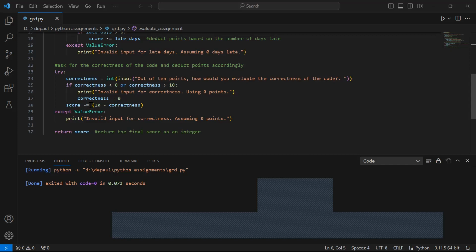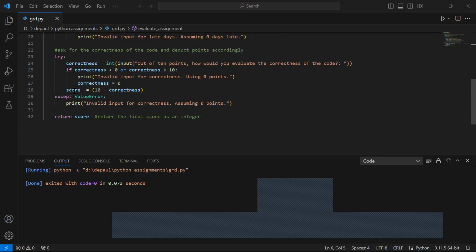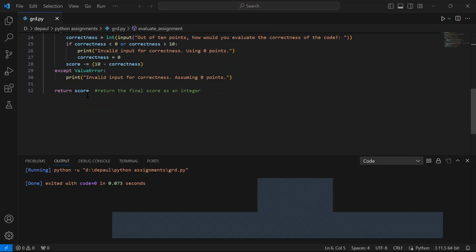Score is equal to 10 minus correctness. Except ValueError: print invalid input for correctness, assuming 0. So if the input is invalid, we will catch the value error. Now we will return the score, the final score as an integer.